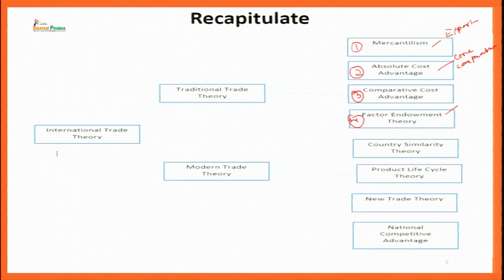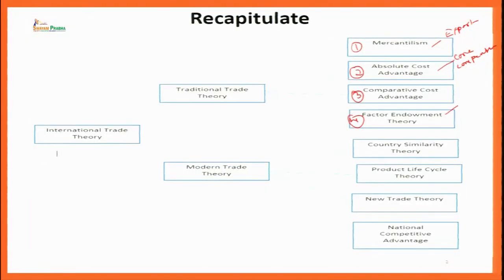For example, if you have maximum land, then go for production related to land intensive units like agriculture. If you have more labor, then go for a labor intensive unit. If you have more capital, then go for a capital intensive unit. So this is what the factor endowment theory talks about.